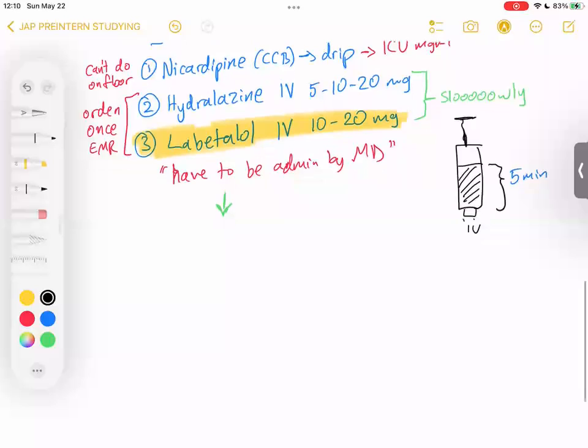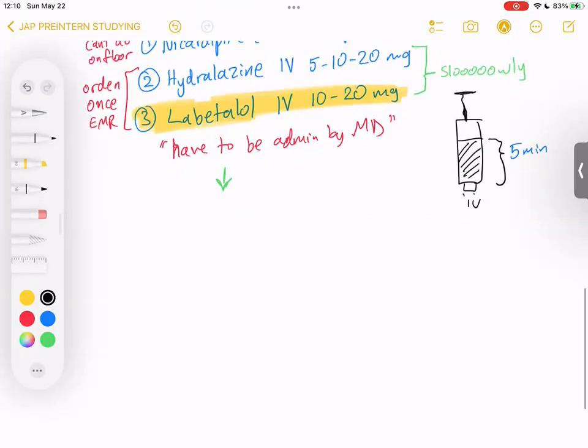Okay. Remember the PO form of labetalol. There's a PO form. There's also one for hydralazine. The milligrams are very different. PO labetalol is like 100, 200, 400 milligrams. The IV is just like 10, 5, whatever. Okay. So after you give it, what are you going to do?